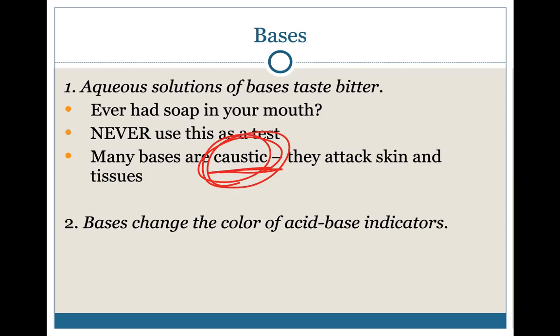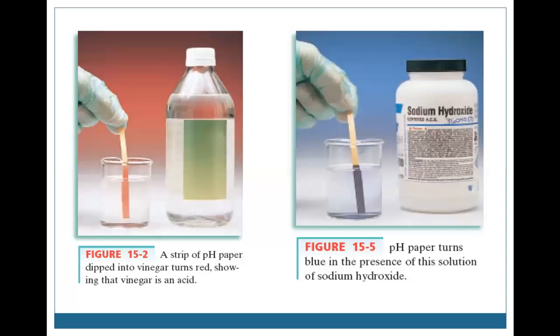Again, bases change the color of acid-base indicators. The color that's associated with bases is blue. So again, the same picture on the left where we had vinegar with a strip of pH paper, which is universal indicator, turns red, with sodium hydroxide it turns blue.